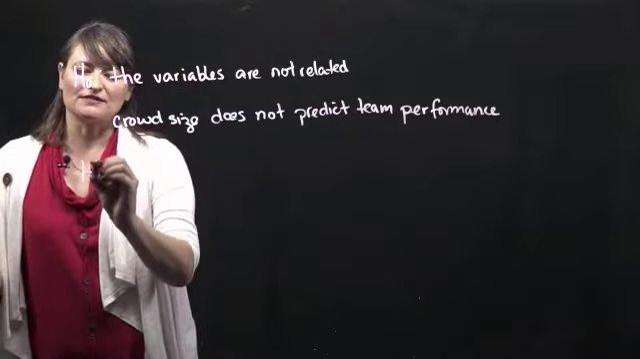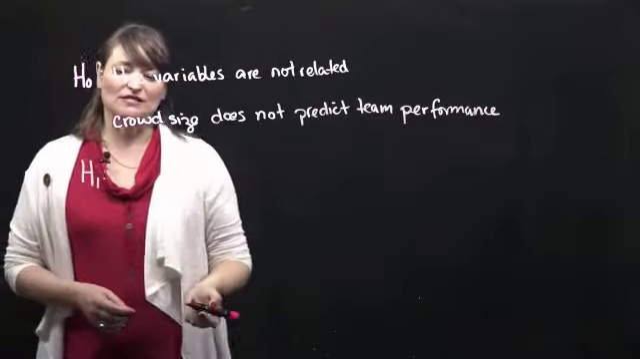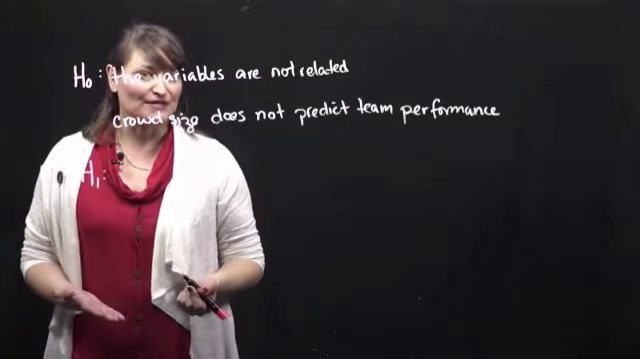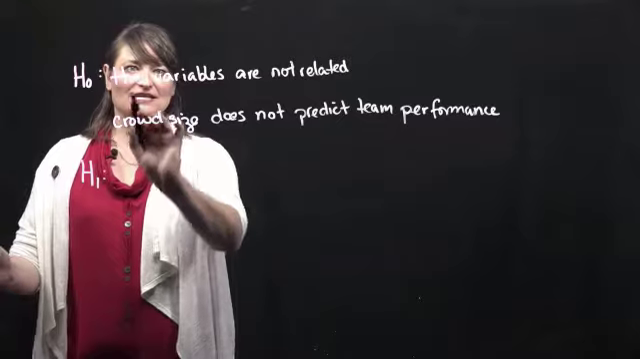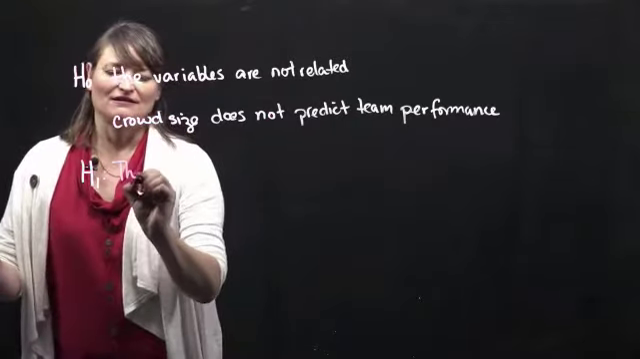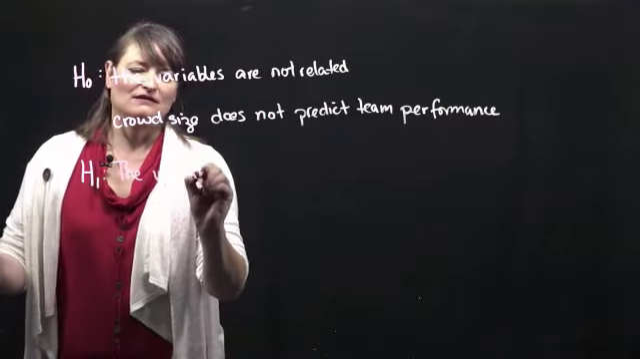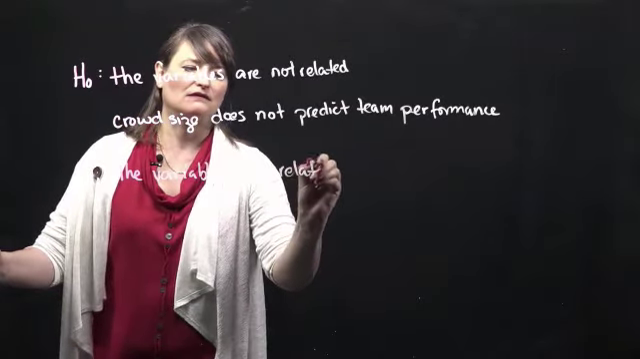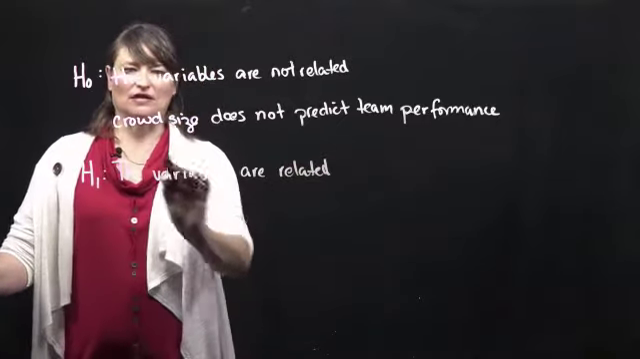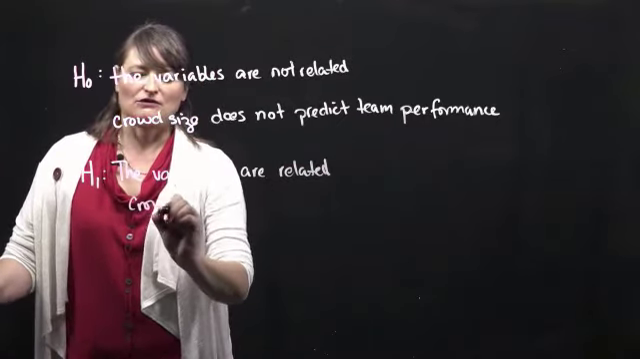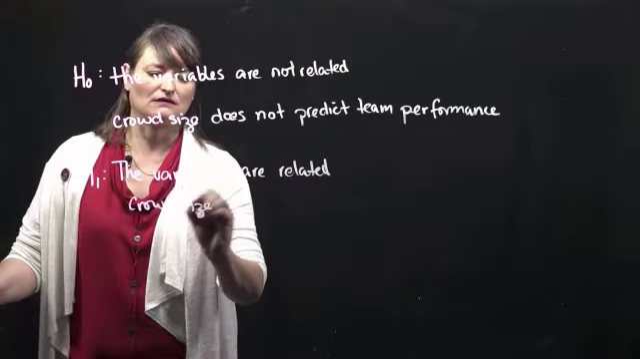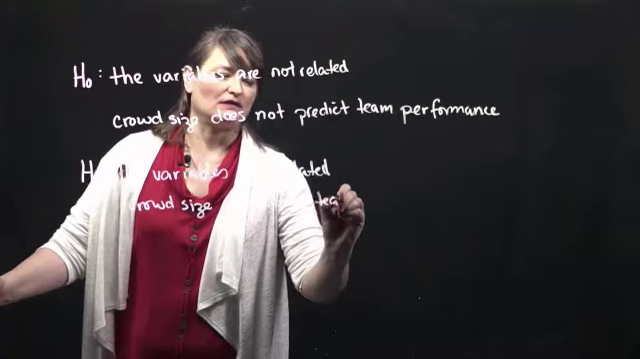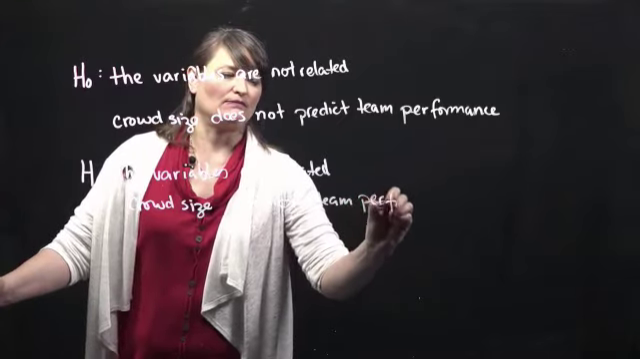The alternate hypothesis is going to predict a relationship. Now, you've got a couple of different ways that this could go. You could just say the variables are related. So what would this look like? It would say crowd size predicts team performance.